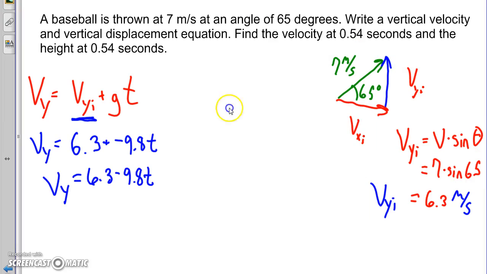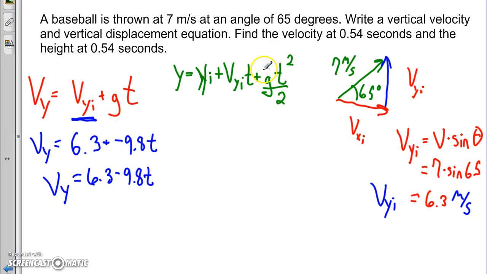Alright, so here's the vertical displacement equation, all written out. And again, this just comes from your notes. Y initial plus Vyi times t plus gt squared over 2. Alright, spectacular. So we have this, and again, we're just going to plug in the pieces.